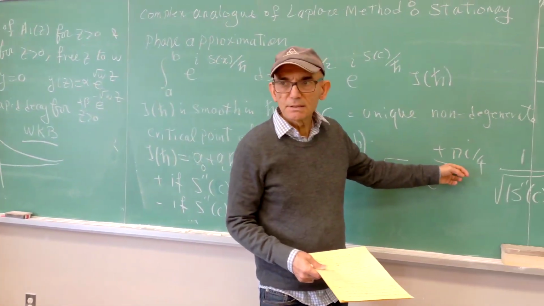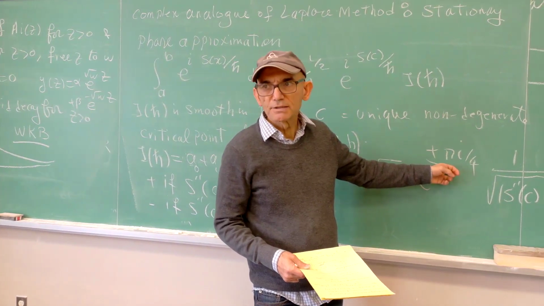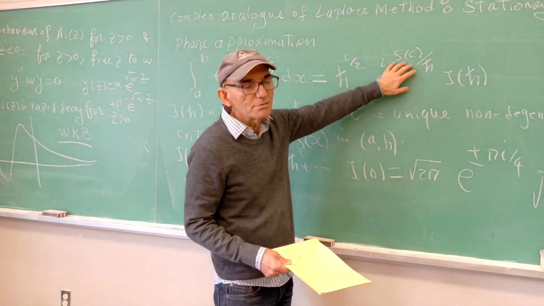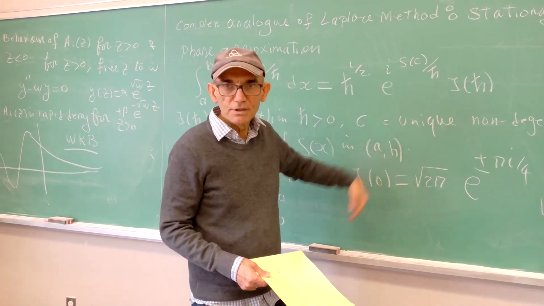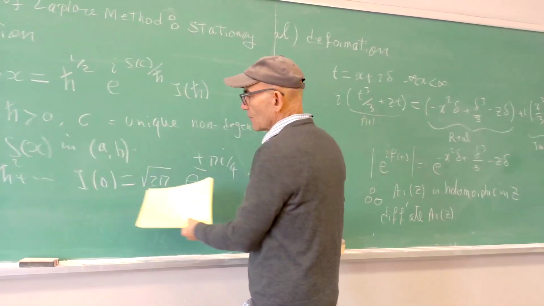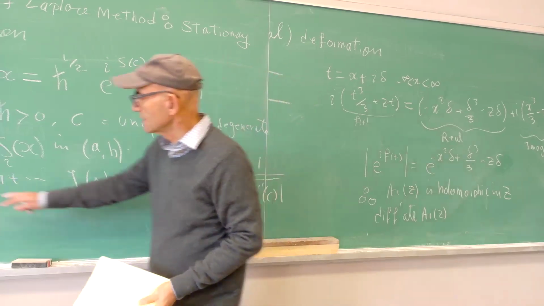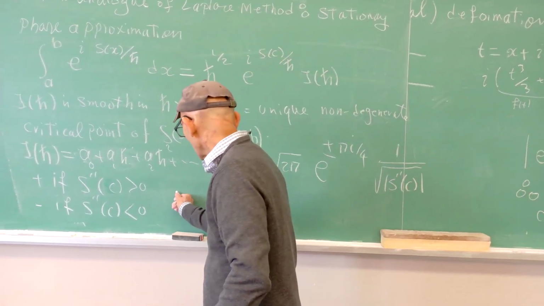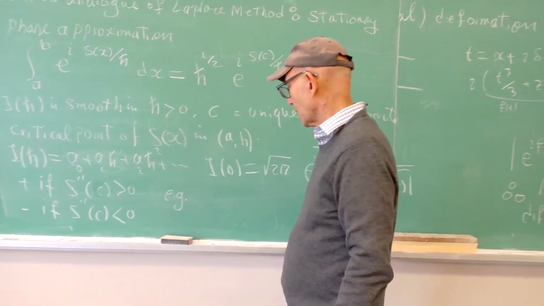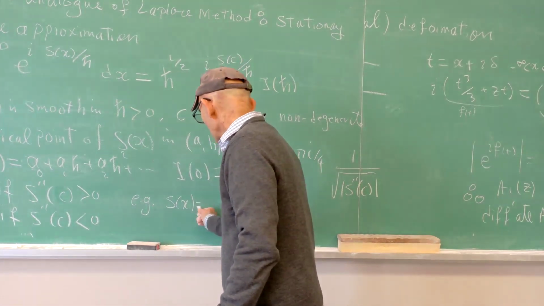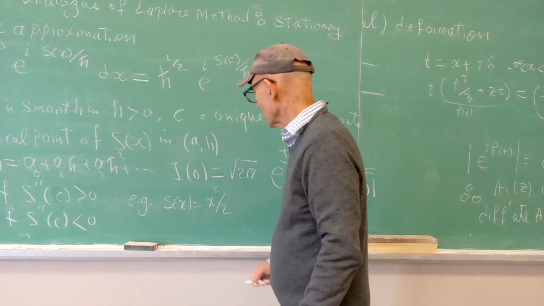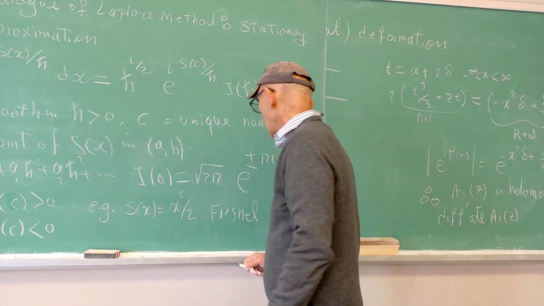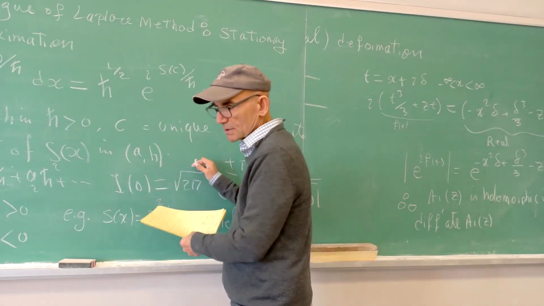You can see that this is similar to the calculation we did for the Fresnel integral, e to the i x squared. In that case, s of x was just x squared over 2, and this gives us the Fresnel formula. It's not even approximate, it's exact in that case, and all these higher terms are 0, only a0 remains. It's a really cheap example, but that's okay.